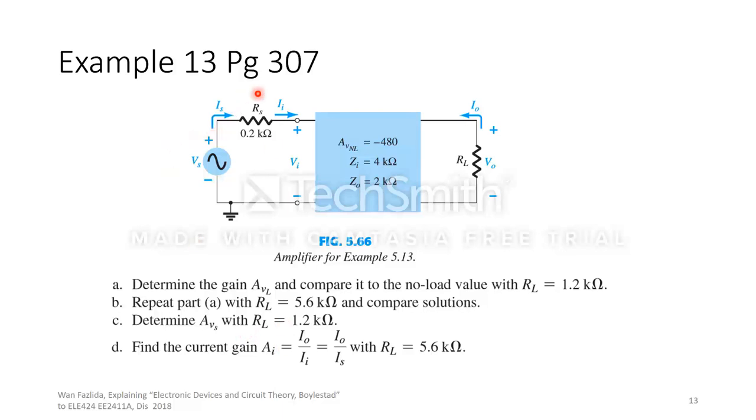And then you're going to determine the effect of the source resistance. If the source resistance of 0.2 kilo ohm is combined with a load resistance of 1.2 kilo ohms, then you're going to find the current gain AI, which is Iout over Iin, with RL equals 5.6 kilo ohm.